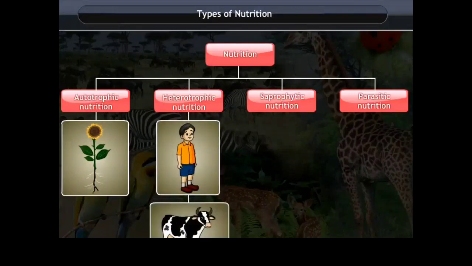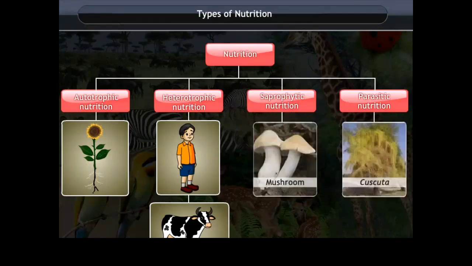Animals and most other living organisms like human beings take in ready-made food prepared by the plants. They are called heterotrophs, and this mode of nutrition is called heterotrophic nutrition. The organisms that are involved in the processing of dead or decayed organic matter are called saprotrophs, and this type of nutrition is called saprotrophic nutrition. Some plants like Cuscuta derive their nutrition from other plants called the host plants. Such plants are called parasitic plants, and this mode of nutrition is called parasitic nutrition.